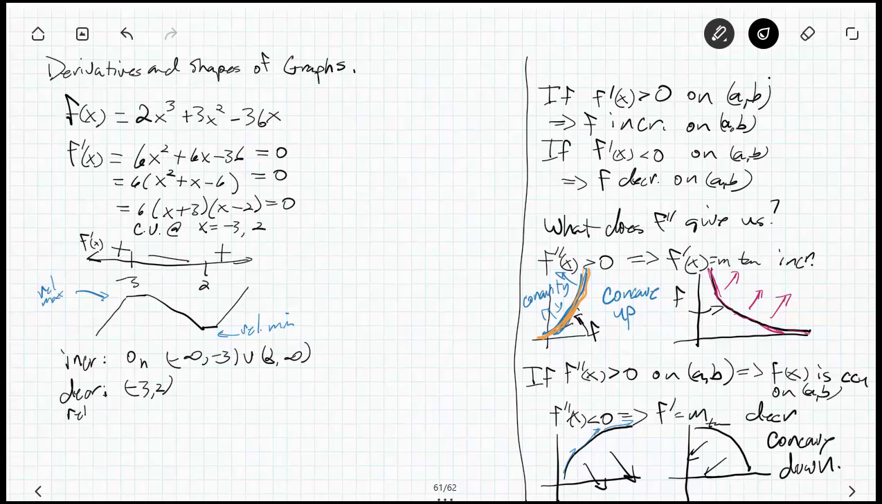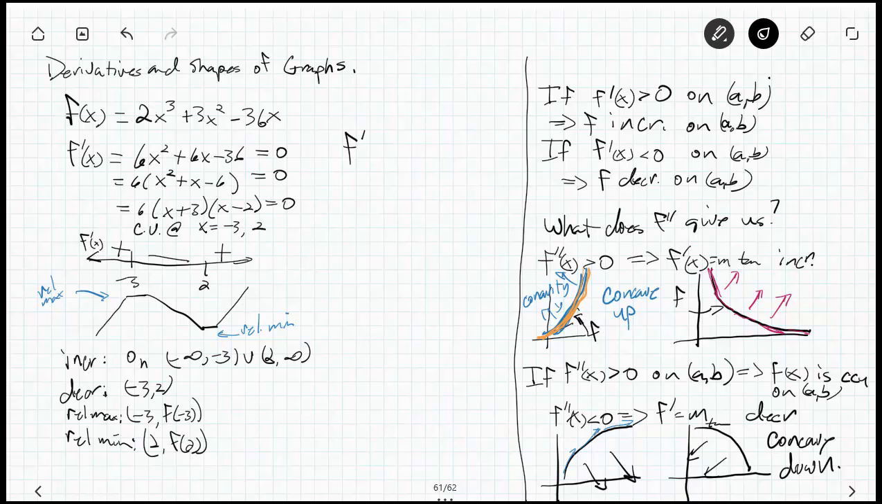It has a rel max at negative 3. I'm going to be lazy here, and I'm just going to say f of negative 3, whatever that number is. It's got a rel min at 2, f of 2. I could plug it in and deal with it, but let's not do that yet. All right, now, let's deal with the second derivative.